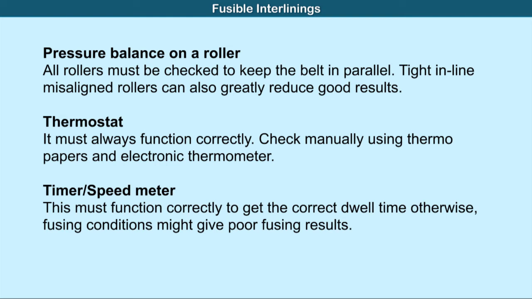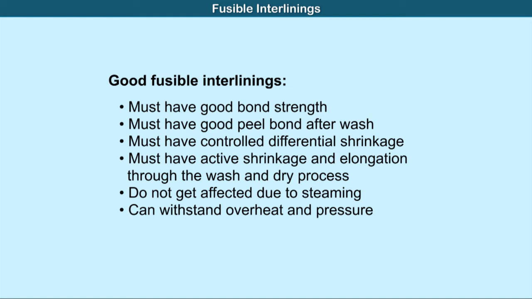Thermostat. It must always function correctly. Must ensure to check manually using thermo paper and an electronic thermometer. The timer or speed meter must function correctly to get the correct dwell time. Otherwise, fusing conditions might not be met, giving poor fusing results. Good fusible interlining must have good bond strength, good peel bond after wash, controlled differential shrinkage, and active shrinkage and elongation through the wash and dry process. It should not be affected by steaming and can withstand overheat and pressure.